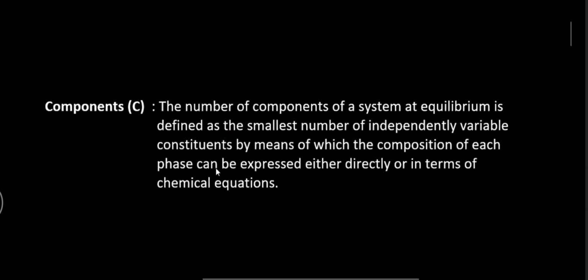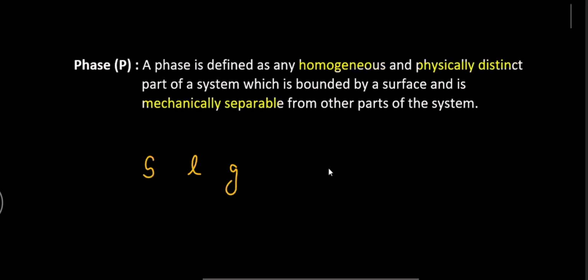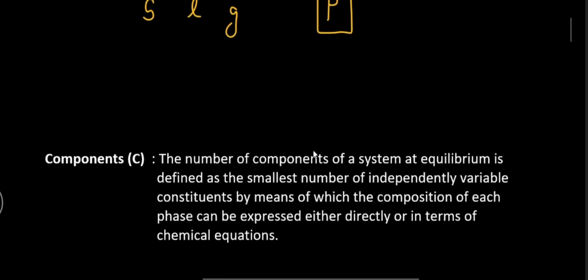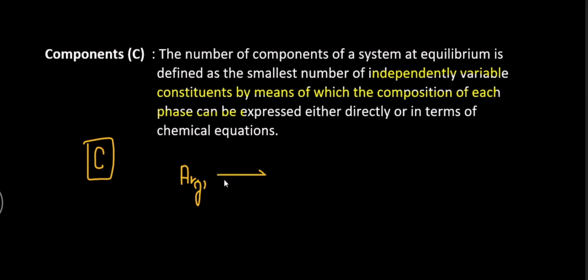Okay, now let us see components. One more thing you have to observe is that phases are denoted by capital P. Now looking into the components, you can note down the definition. Component is denoted by capital C. Now in components, you will check the independent variable constituents by means of which the composition of each phase can be expressed directly. Simply, if I'm taking an example, argon gas. This argon gas is in equilibrium with water.